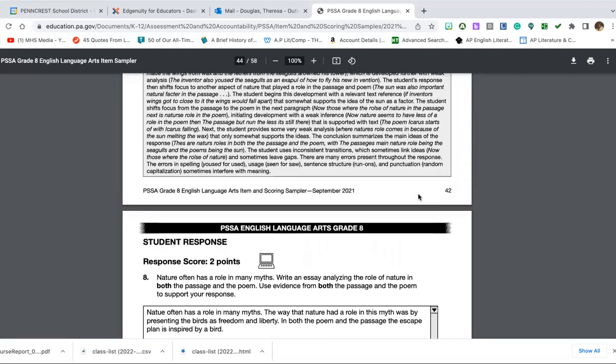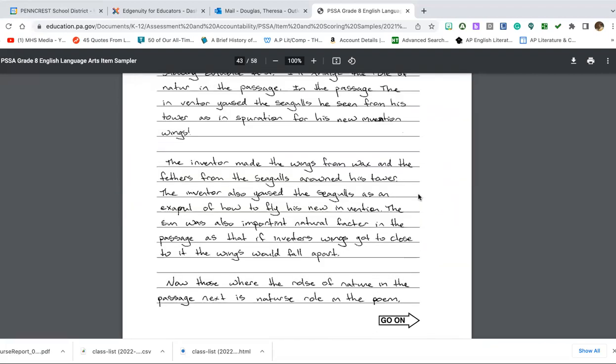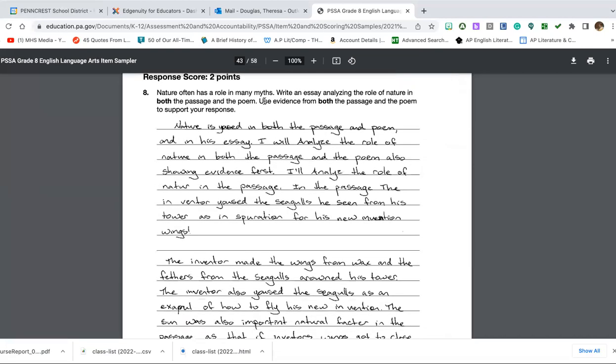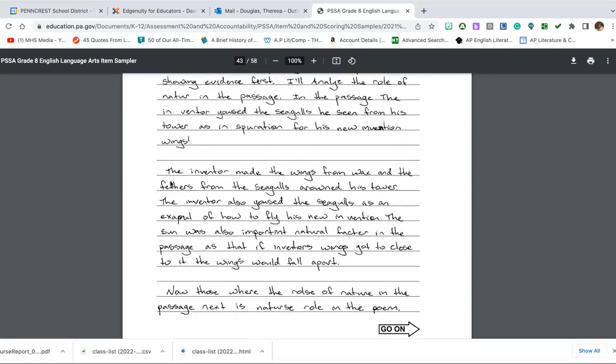As we get to a little stronger essay, we get this one, which goes for about 1.5 pages, and it's still scored 2. Nature is used in both the passage and poem, and in this essay, I will analyze the role of nature in both the passage and the poem, also showing evidence first. I'll analyze the role of nature in the passage, and in the passage, inventor used the seagulls he seen from his tower as in preparation for his new invention, wings. Okay, that's a confusing thesis. Not sure what the kid is going to do here.